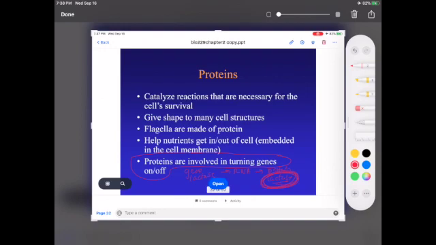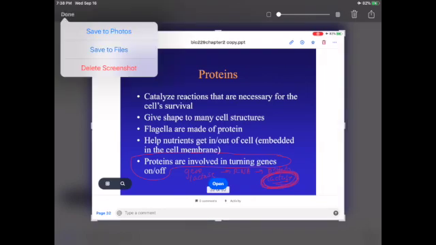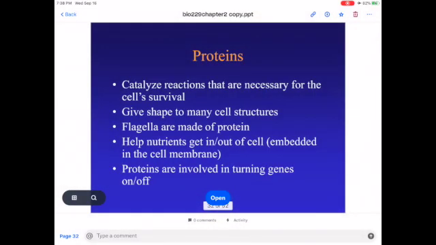So these are regulatory proteins, really. Bacterial cells have them, and we actually learned about genetic regulatory proteins in bacteria before we even learned about them in the human body too. So proteins do a whole lot of things. Okay.